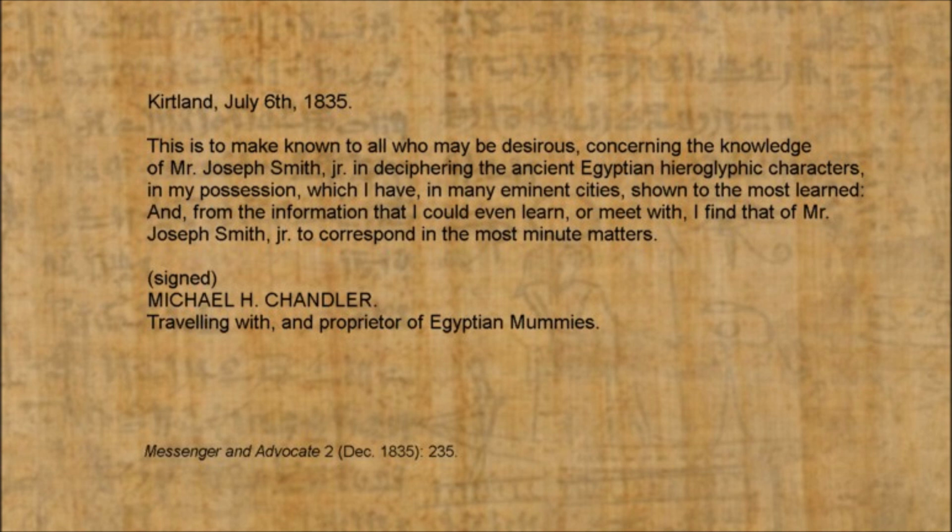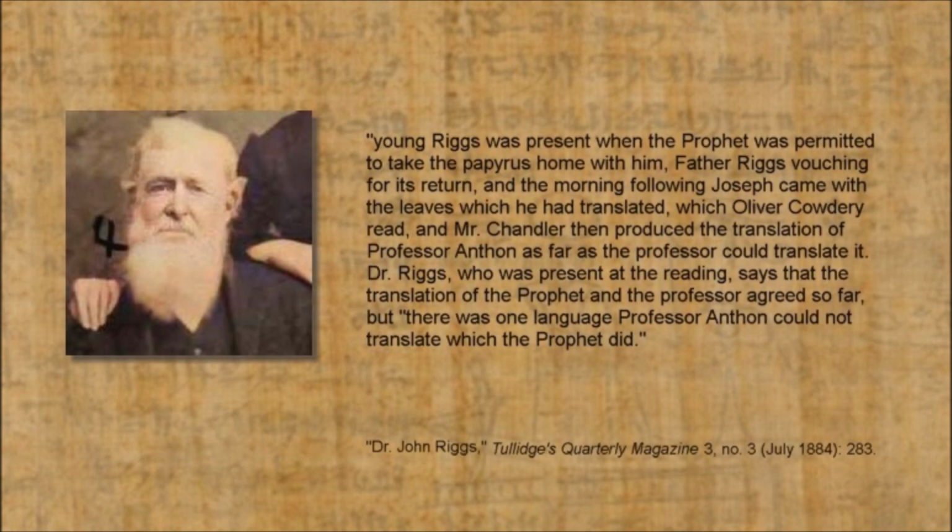This doesn't sound like Chandler had received a translation, which indeed he could not have done, since there was no one in America that could translate Egyptian, but that the learned had only ventured to give general observations. Owing to Chandler's interest in selling his Egyptian relics to Smith, his certification should not be taken too seriously. However, Cowdery's report casts doubt on the 1884 account of Riggs that Smith took the papyrus home and returned with several leaves of translation. While the Riggs account does not say what the translation was about, Muhlestein assumes it was the first 2 chapters of Abraham and possibly more.